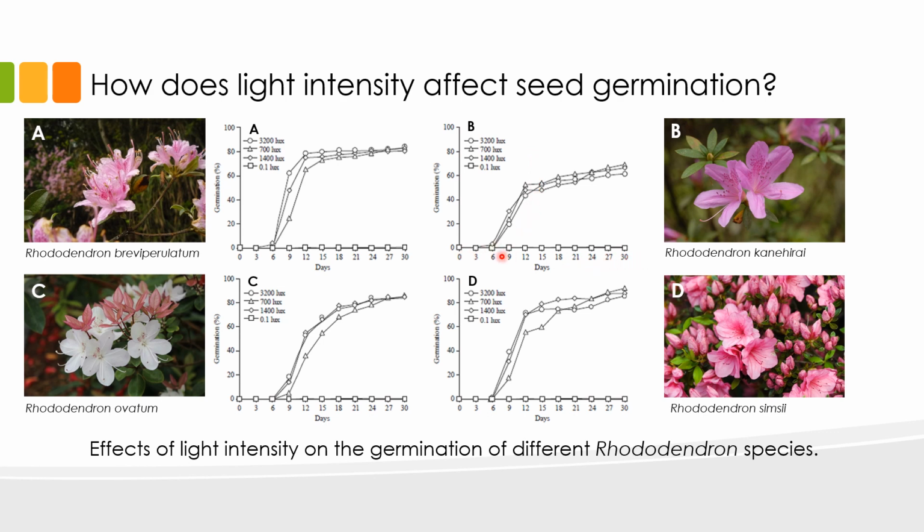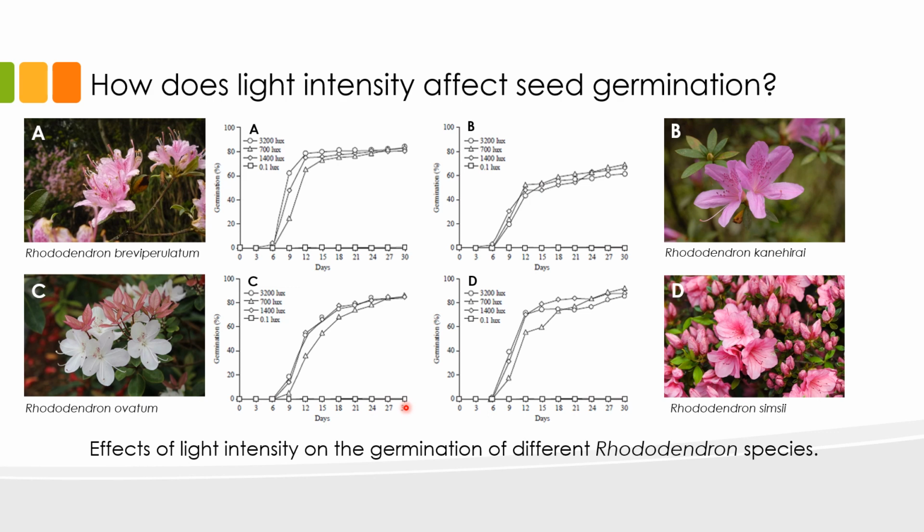Based on the results, we can say that all 4 rhododendron species require light to germinate. In the absence of light, none of the 4 rhododendron species germinated after 30 days, and this is indicated by the line graph with the boxes. So that is that line here, here, here, and also here. So you can see the germination stayed at 0.